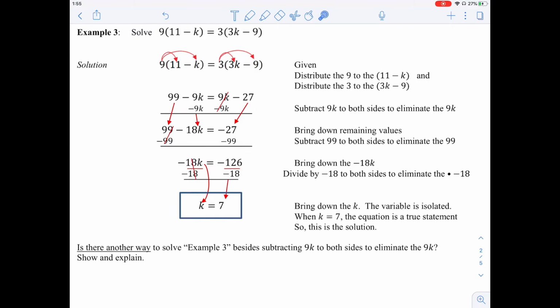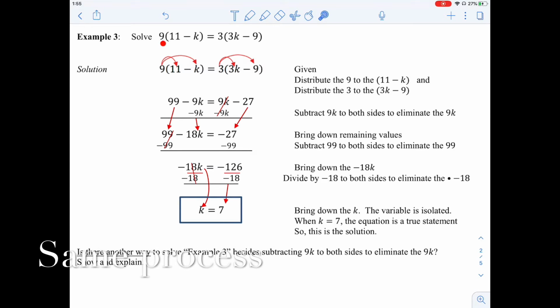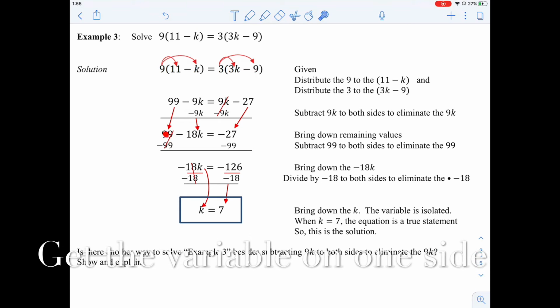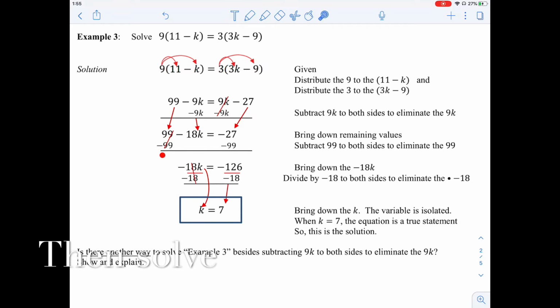Example number 3. If you have more than one parentheses, just distribute it, right? So distribute the 9 times 11, 9 times negative k, 3 times 3k, 3 times negative 9. Then we have a new line. When we get the variable on one side, subtract 9k. Subtract the constant, so this one's in the front. Subtract 99, because that's a positive 99, from both sides, divide by the coefficient, k equals 7.